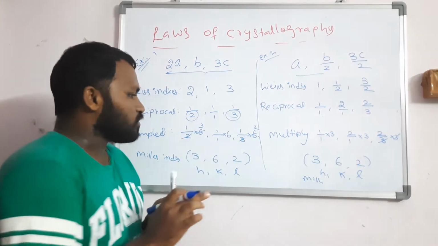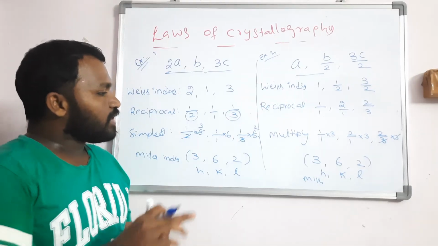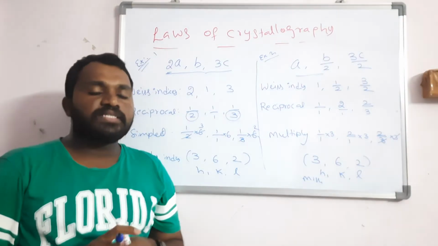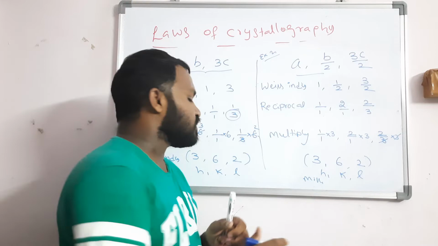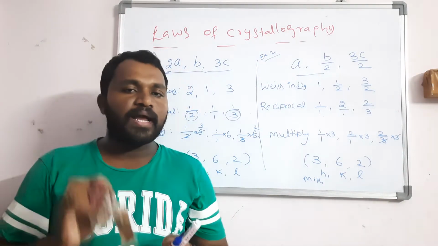Now we can give a conclusion: if planes have the same Miller indices, those planes are called parallel planes.